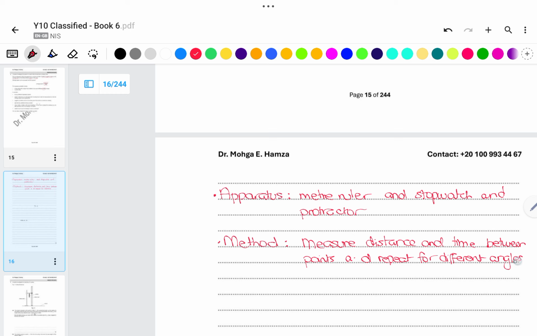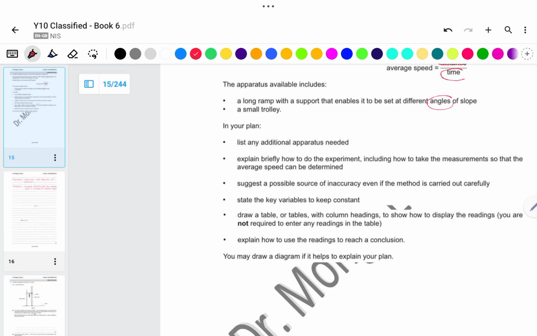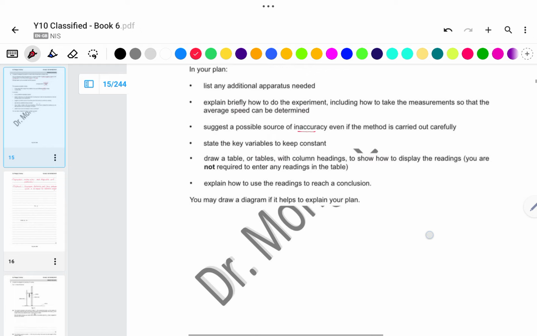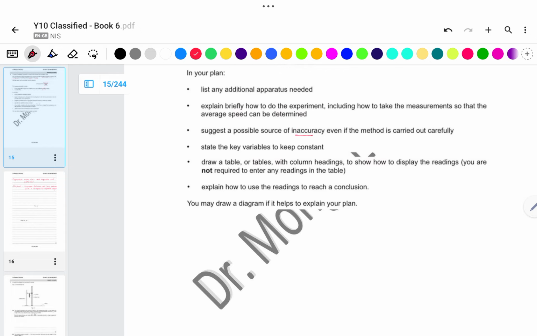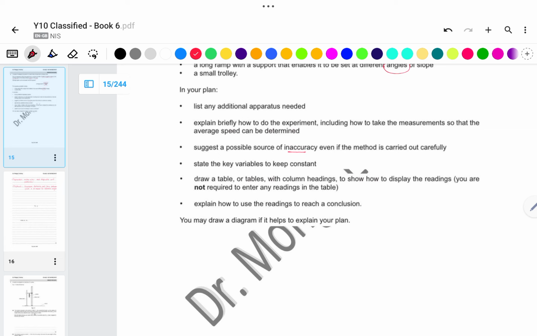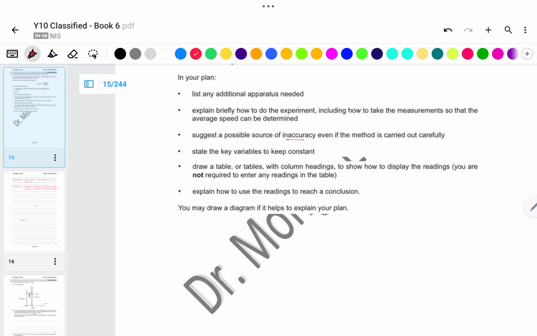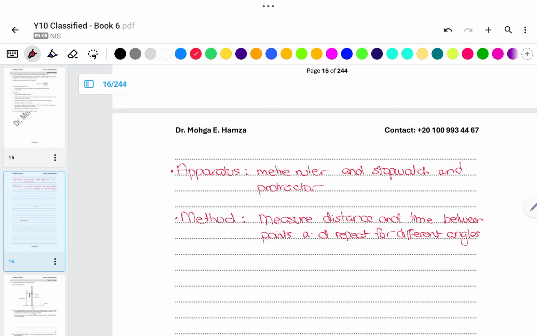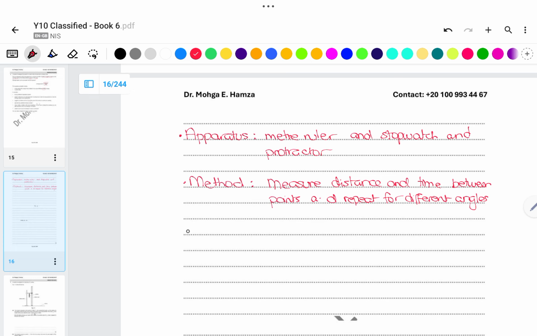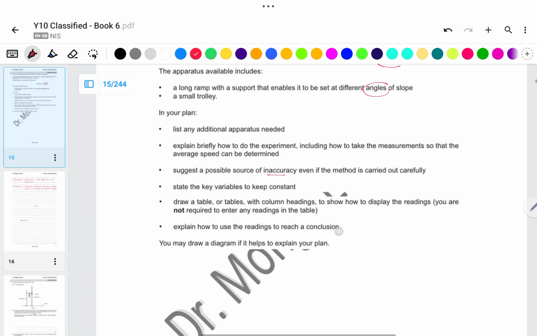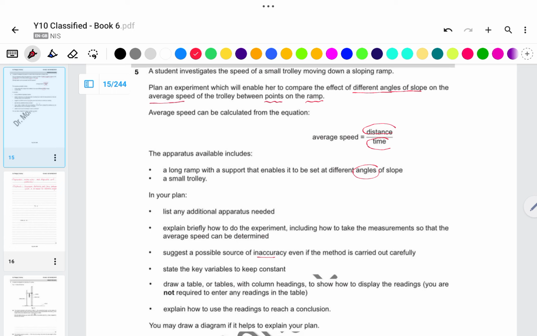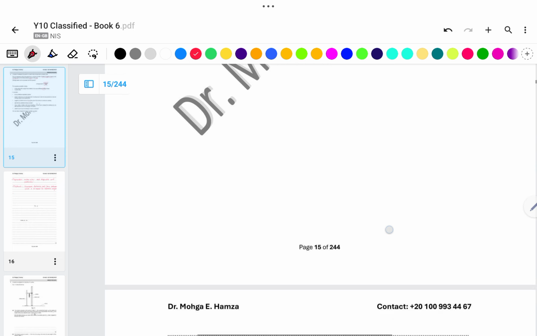Okay, this one's easy. No problem. Let's see what they want next. They said suggest a possible source of inaccuracy even if the method is carried out carefully. Guys, in this question, never ever put okay, repeat. They want the problem. They don't want your solutions. They want the problem first. So what kind of problems are we looking at? What could go wrong with my experiment with the trolley and the ramp that I'm using? I'm assuming there's a problem with the ramp, or human error, reaction time.